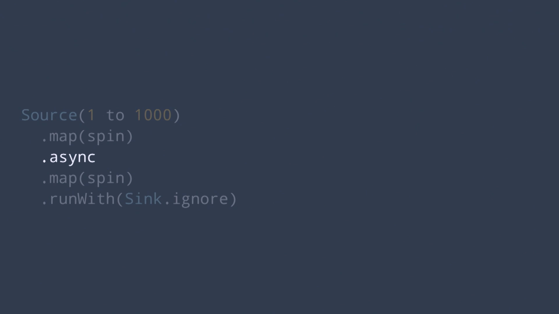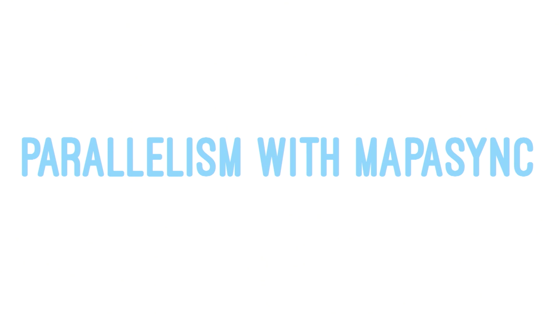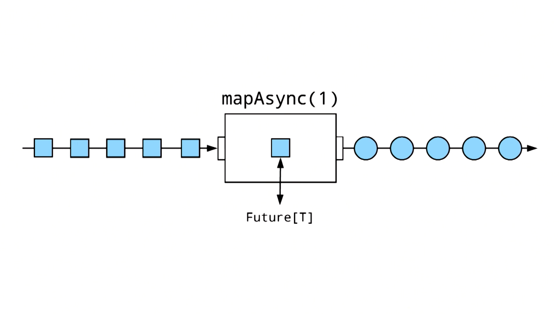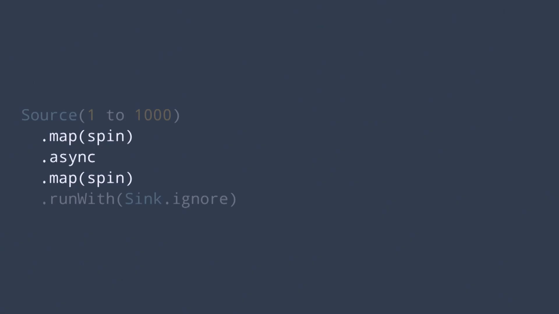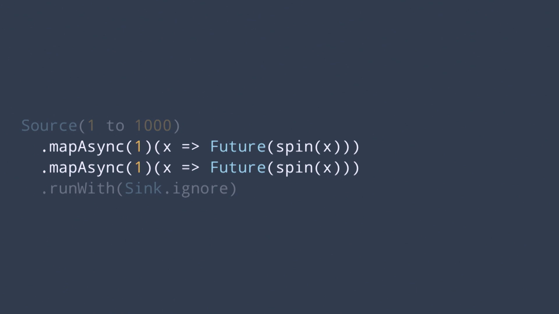Another way to introduce parallelism is through the MAPASYNC operator. MAPASYNC can be used to execute a future and then emit the completed result of the future to the downstream. And you can set the upper bound on how many futures the stage is executing at any one point in time by adjusting the parallelism of the MAPASYNC. So returning to the stream that we just looked at, this stream will run equally fast if instead of using the asynchronous boundary, we capture that spin function in a future and then use MAPASYNC.